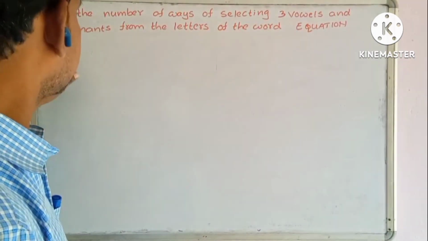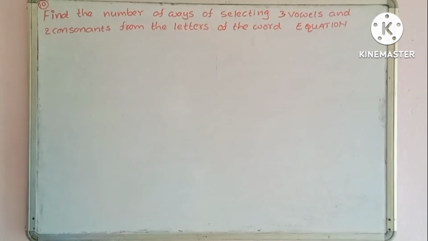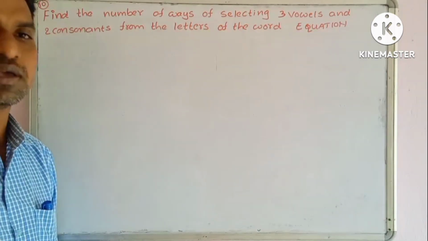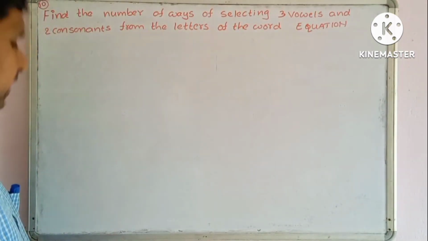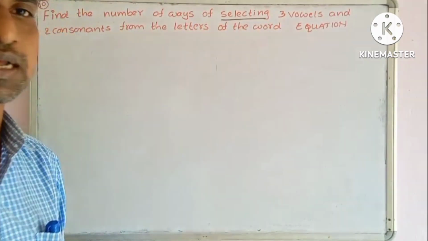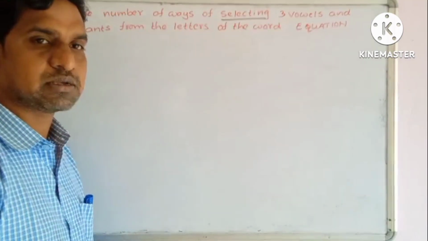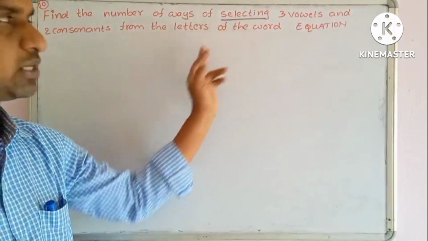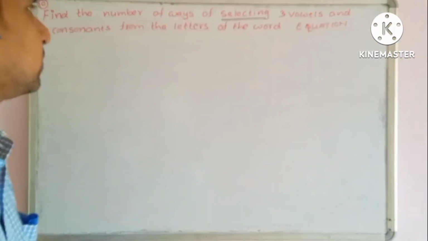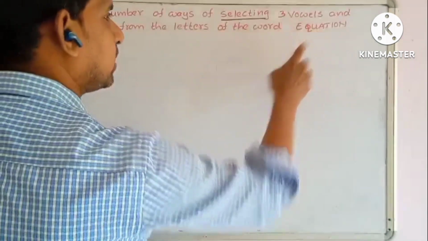See problem number 10. Find the number of ways of selecting 3 vowels and 2 consonants from the letters of the word EQUATION. Selecting is nothing but combination. Remember the point: selection is nothing but combination, arrangement is nothing but permutation. The difference between permutation and combination is that selections are combinations, and permutation means arrangements. Okay. So here, what is the word? The word is EQUATION.